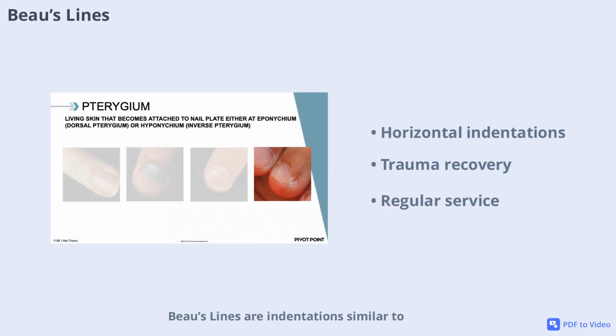Beau's lines are indentations similar to horizontal corrugations that run across the nails. Nails usually return to normal after trauma, and regular nail services can be performed. Make clients aware of possible causes and monitor for persistent changes.